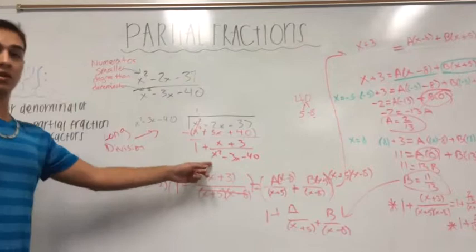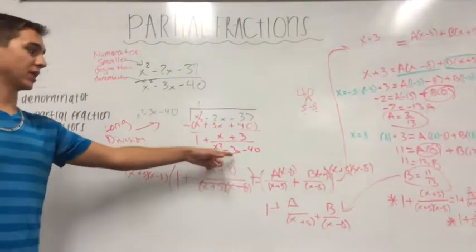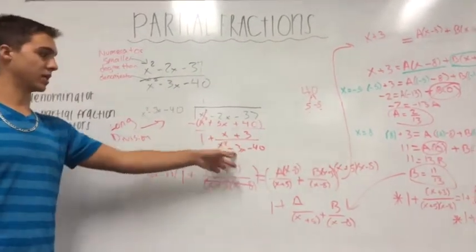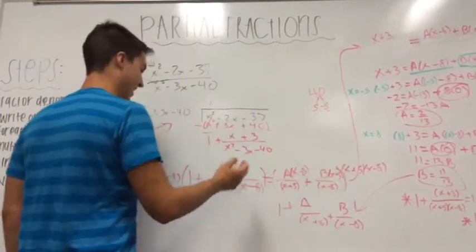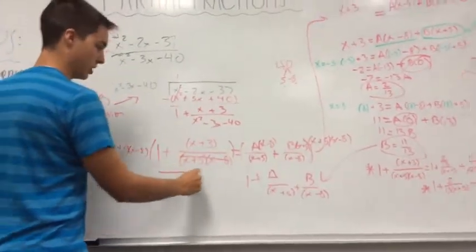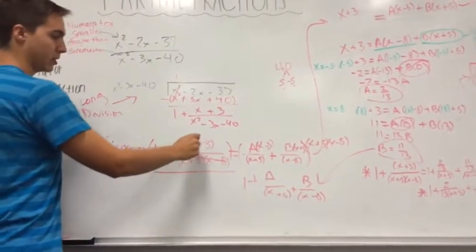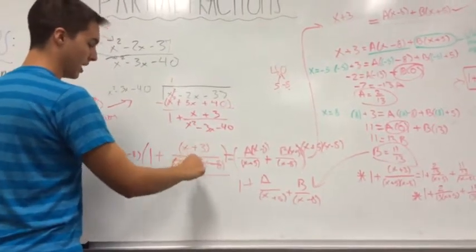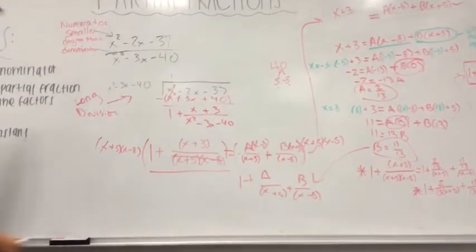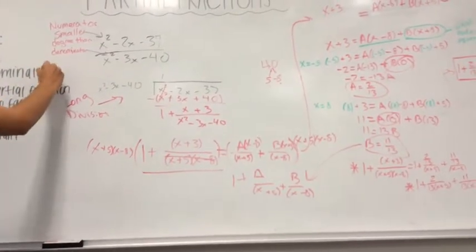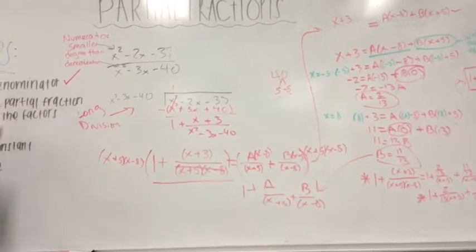Now we have to factor this denominator. In order to factor that, we need two factors of 40 that will give us a negative 3. Those two factors are 5 and −8. That gives us this new equation, which is 1 + (x + 3) divided by (x + 5)(x − 8). That takes care of step 1, which is factoring the denominator.